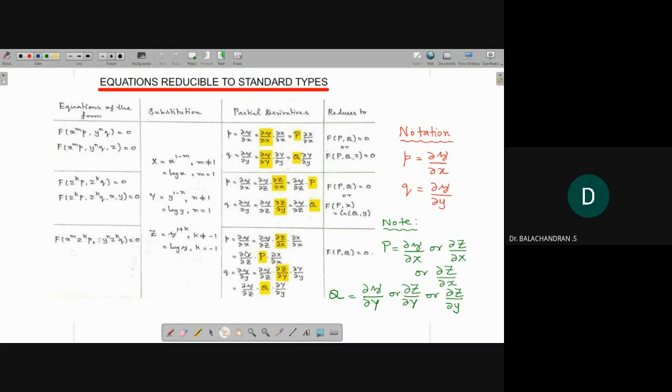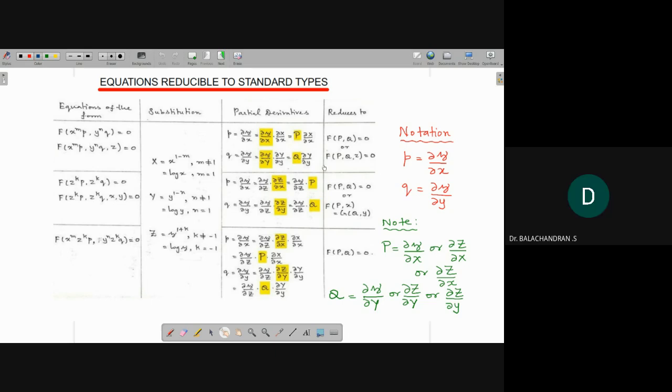Now, after introducing the partial derivatives, these two forms are reduced to either type 1 or type 3. Similarly, this form is transformed into either type 1 or type 4. This is a separable equation. And this form is reduced to type 1. So you should know this table thoroughly.